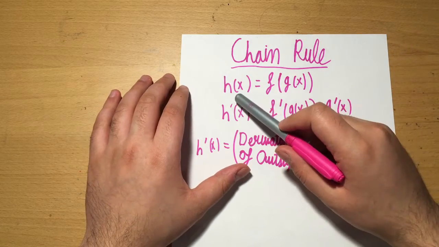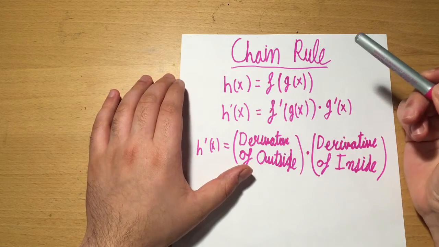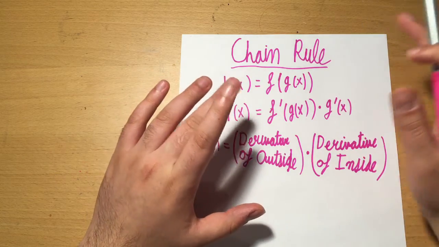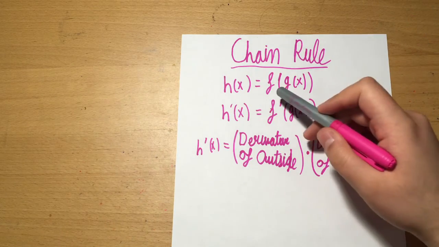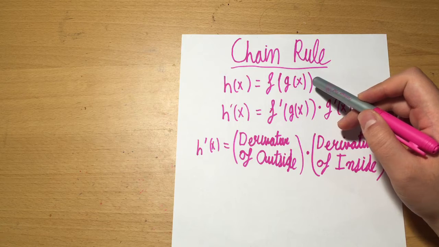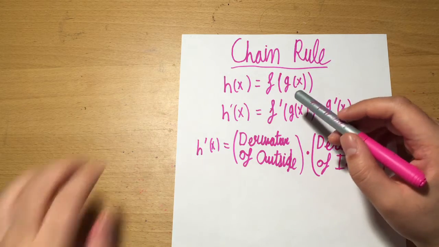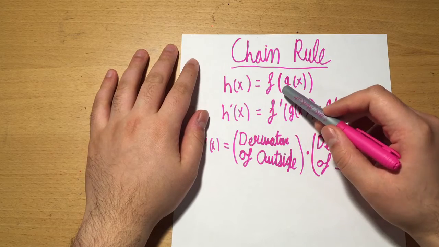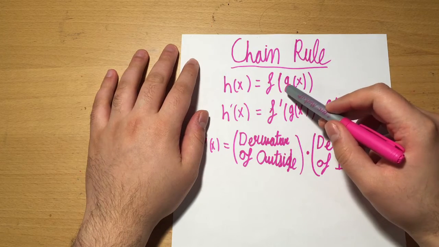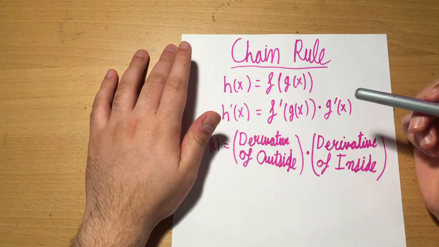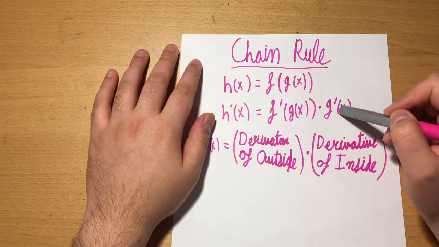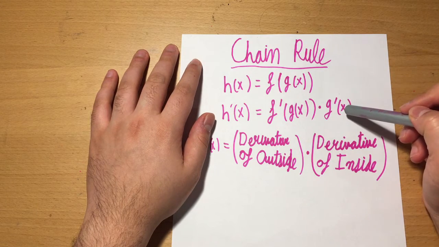So the chain rule says if you have a function h of x, and it can be represented as a composition, f of g of x, right? Then the derivative of h of x can be represented as the derivative of f, with the inside parts here still remaining unchanged, multiplied by the derivative of the inside stuff, the g of x.